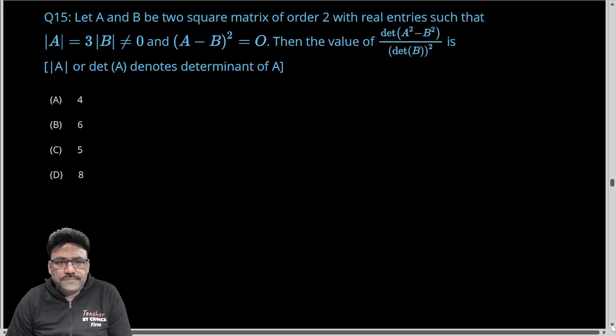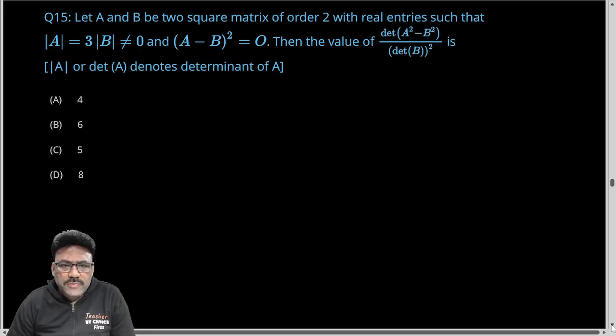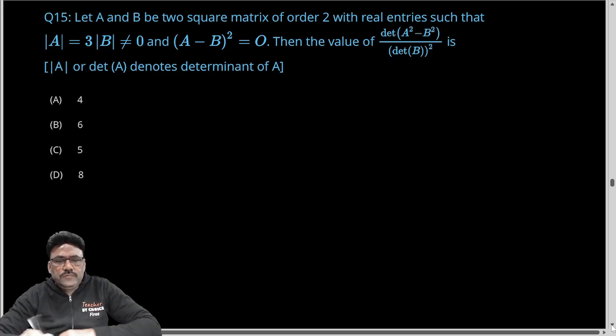Let's see this question. A and B are two square matrices of order 2 with real entries. Determinant of A is 3 times determinant of B. A minus B whole square is 0, the null matrix. Then what will be the determinant of A square minus B square over determinant of B whole square?